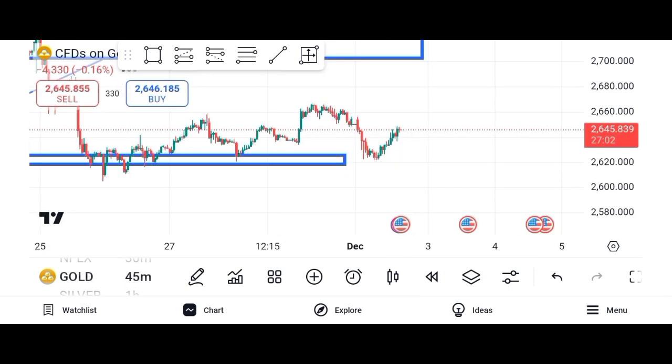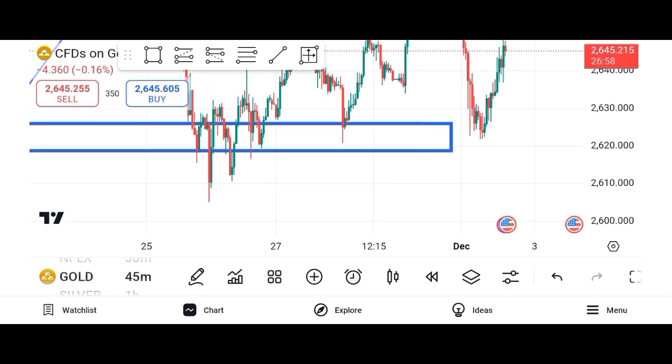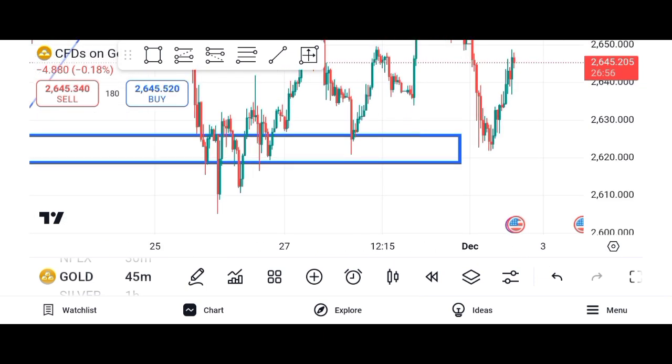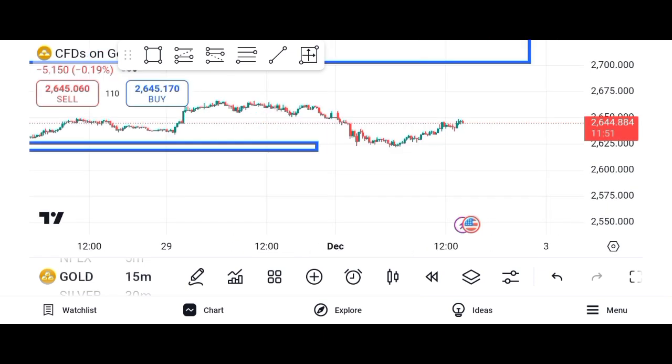So right here, let's go down to the 45-minute time frame. You can see right here that before market changed the okay, first of all, let's go down to the 15-minute time frame.